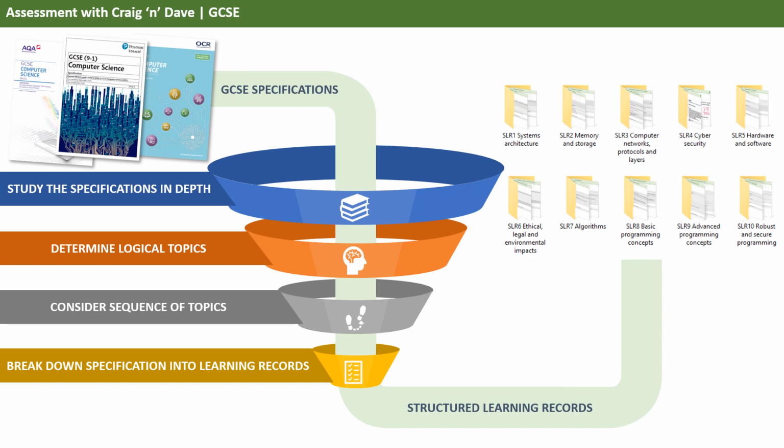So the first thing we did was take all of the various GCSE specifications and study them in depth. We broke them down spec point by spec point and determined which concepts logically went together. We considered the order of these concepts to make sure your students' knowledge was built up in a sensible and holistic way over time. And finally, we put everything back together again into a number of what we refer to as student learning records. The number and name of these student records varies slightly depending on the exam board, but be assured they cover the entire content of the specification.